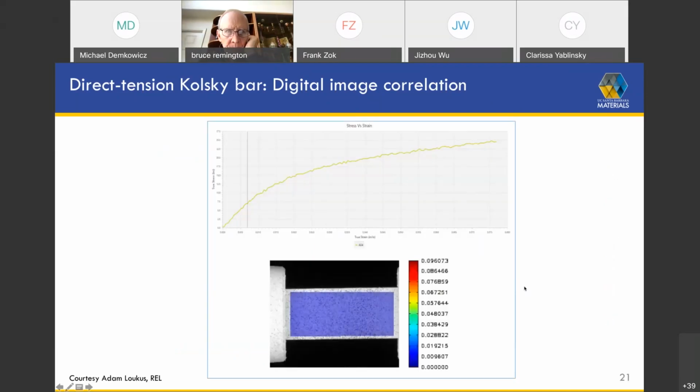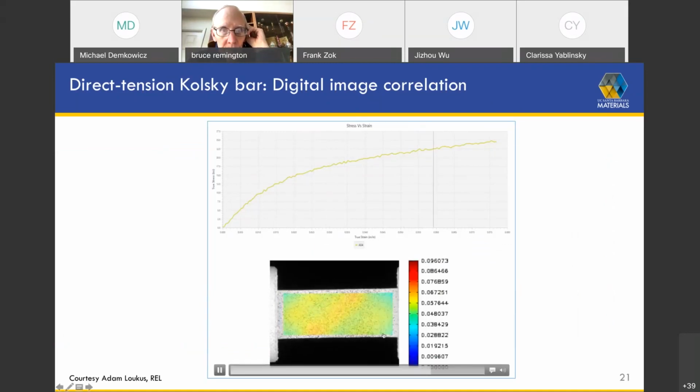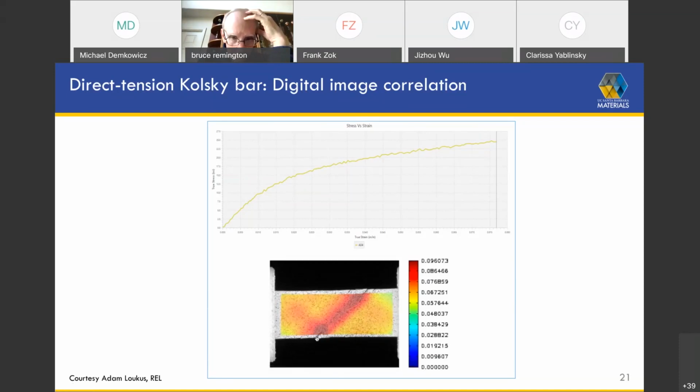Now, here's yet another example, which is useful when you have some sort of localization phenomenon. So the strains are uniform up to some point, but then you find that the strain localizes within a band here. This is probably a thin metal sheet, I think. And information about strain localizations is never measurable from the strain gauges that are on the two bars.